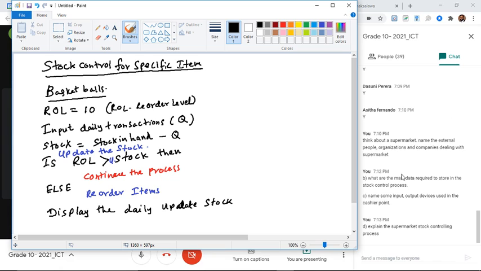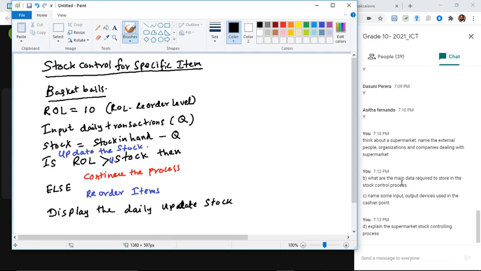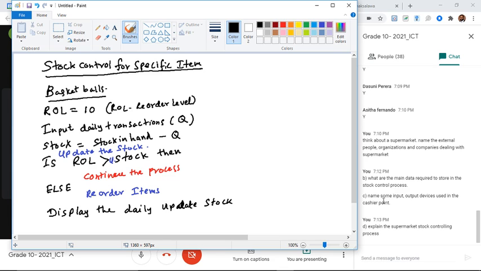So we talked about the data we need. What are the main data required to store in the stock control process? About the suppliers, about the item, about the stock. What kind of things do you have to know about the supplier? Supplier name, what kind of items the supplier is dealing with. Think about that, right?